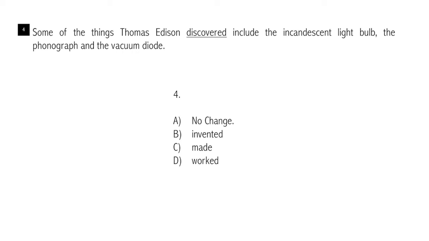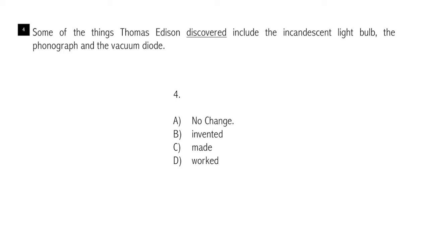Now some of the things Thomas Edison discovered include the incandescent light bulb, the phonograph, and the vacuum diode, right? And so discovered suggests you found something that was already naturally existing.